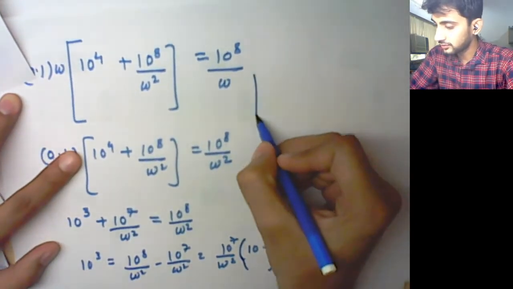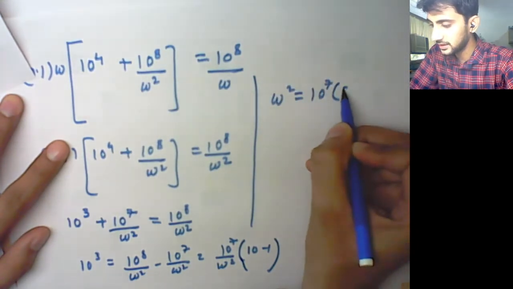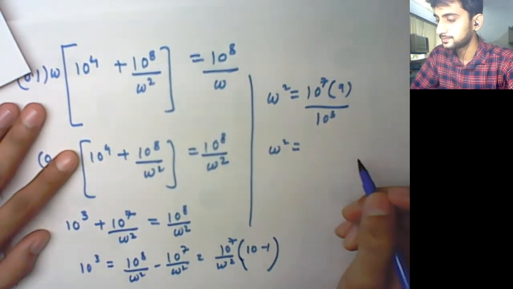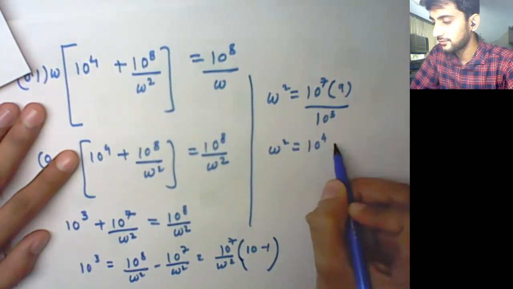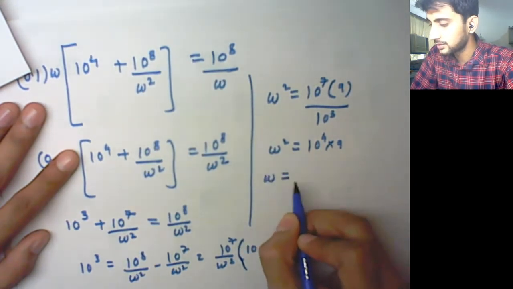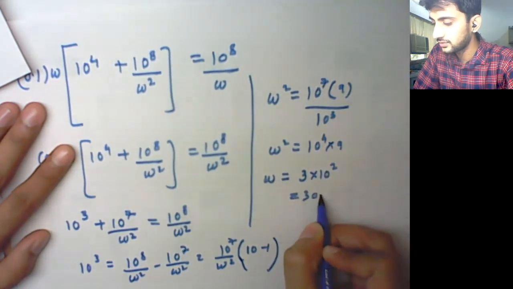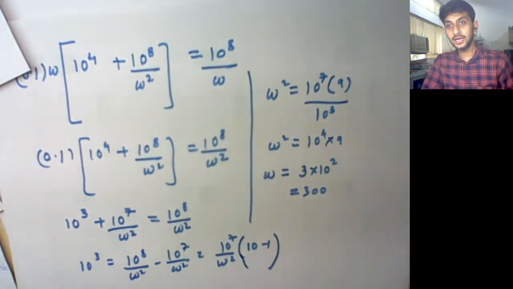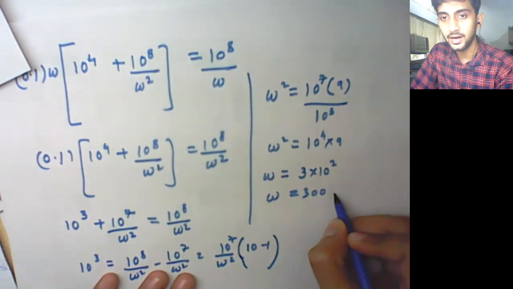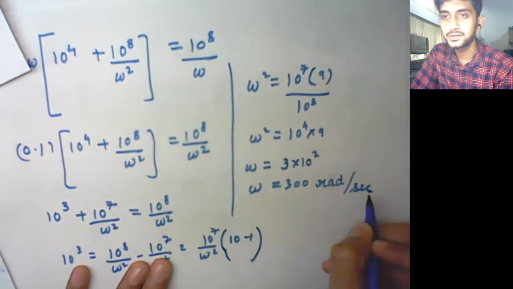So that's how it is. And from here, if you find out what omega square is going to be, you can write it as 10 raised to the power 7 into 9 upon 10 raised to the power 3. Then omega square is equal to 10 raised to the power 4 into 9. Am I right? And omega is equal to 3 into 10 raised to the power 2, which is equal to 300. The minus one we have to neglect. There is nothing like minus of a frequency. So the positive frequency you would take is equal to 300. Units would be what? Radians per second.